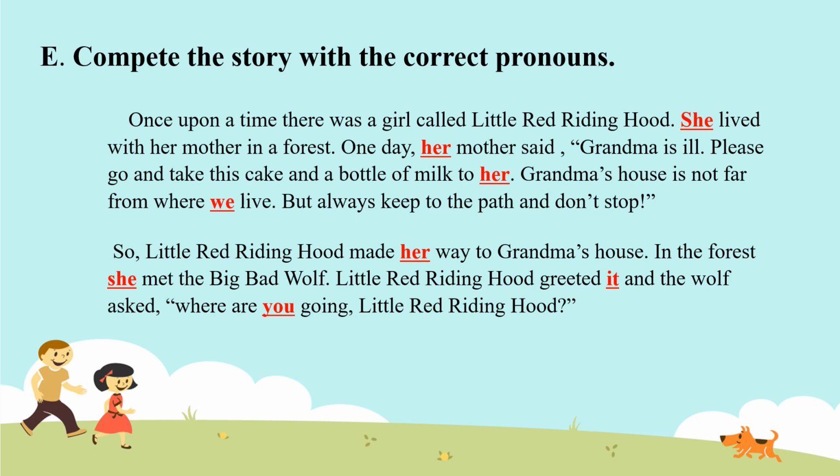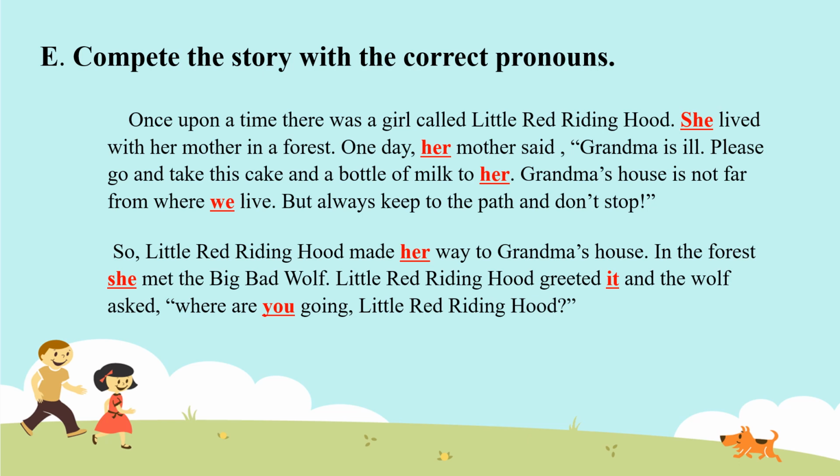Complete the story with the correct pronouns. Once upon a time there was a girl called Little Red Riding Hood. She lived with her mother in the forest. One day her mother said, "Grandma is ill. Please go and take this cake and bottle of milk to her. Grandma's house is not so far from where we live, but always keep to the path and don't stop."